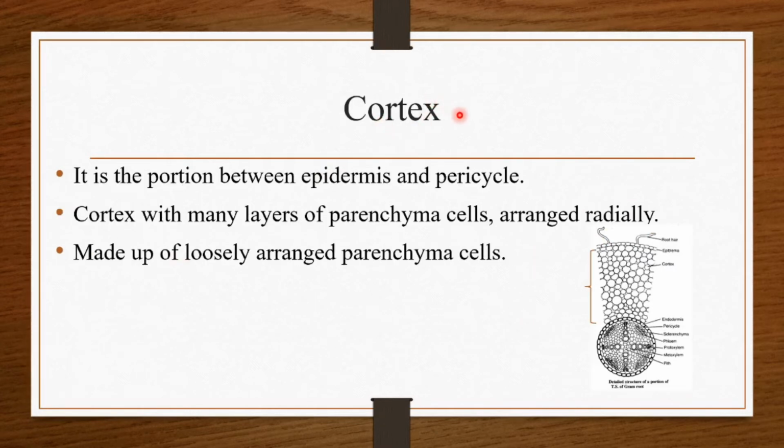Second part is the cortex. It is the region seen between epidermis and pericycle. So this is the cortical region, and it is made up of many layers of parenchyma cells arranged radially or in concentric rings with large intercellular spaces. And this cortex helps to store food in the form of starch.